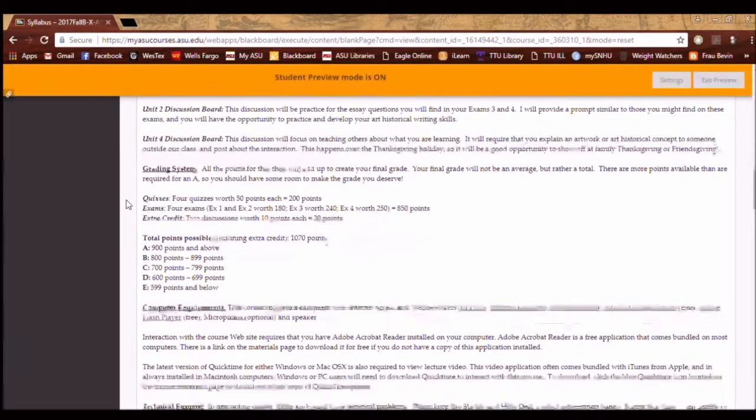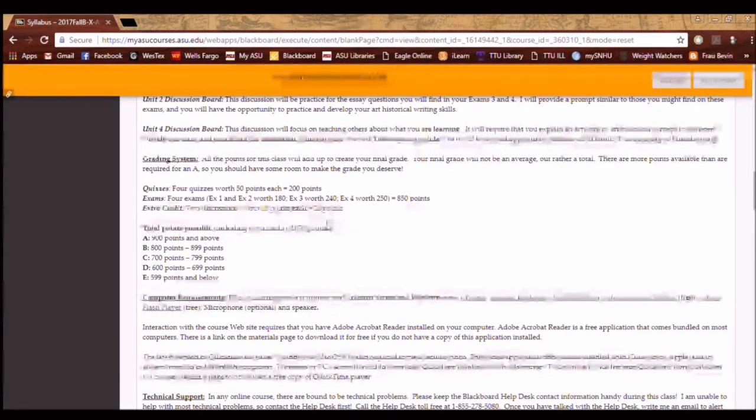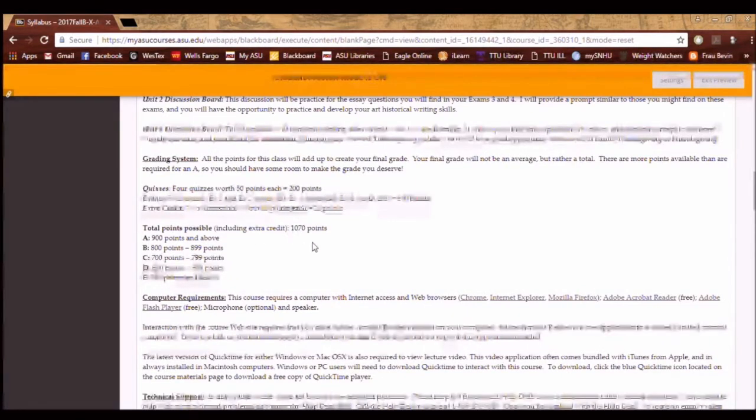For the grading system, there are more points available than are required to make an A. That means you have a little bit of wiggle room. Don't take that for granted because it can come back and bite you really fast if you're not keeping up with everything. But 900 points and above is an A, and you could theoretically receive 1,070 points if you score perfect on everything and participate in both extra credits.